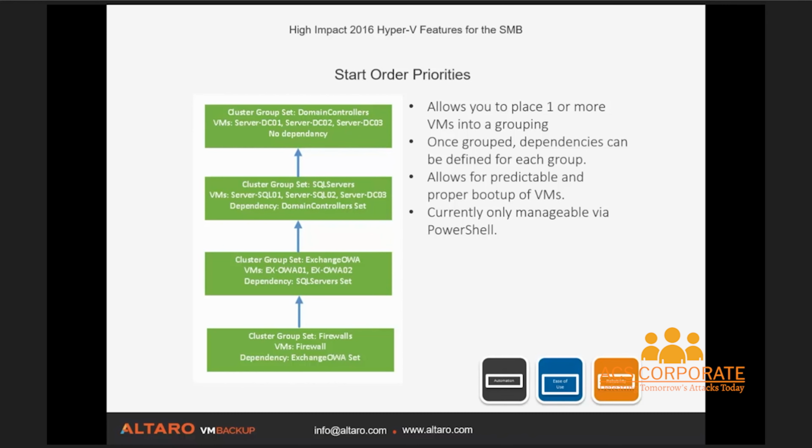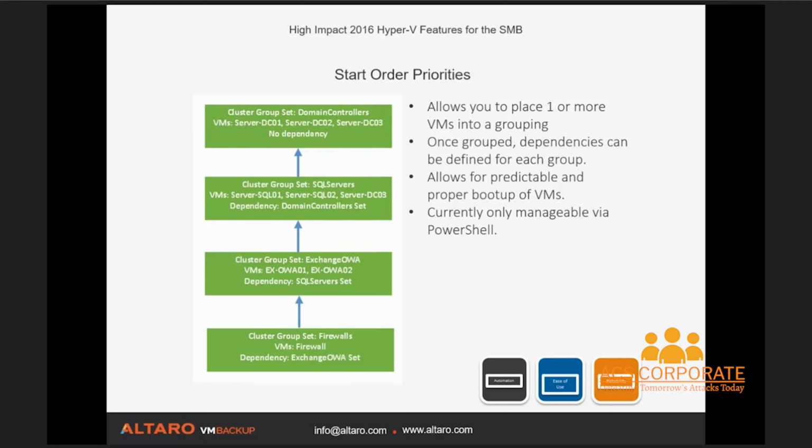So you'll see in this graph here on the left-hand side of the screen, at the top we've got cluster group set domain controllers. You see the virtual machines that are part of that group, and you see that there's no dependency. But as you go down to each block in this list, you'll see that the below one depends on the one above it, and the one above it, and the one above it. So in order to start the virtual machine all the way at the bottom, all the groups above it have to be booted first. So it really takes the mysteriousness out of starting virtual machines in the proper order.